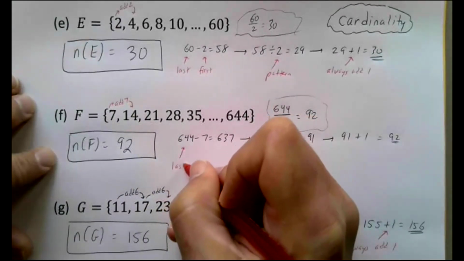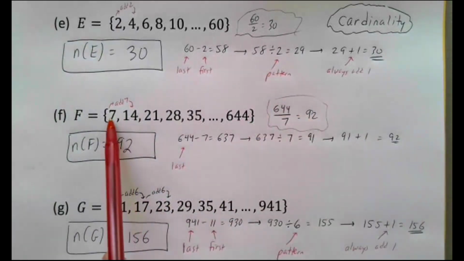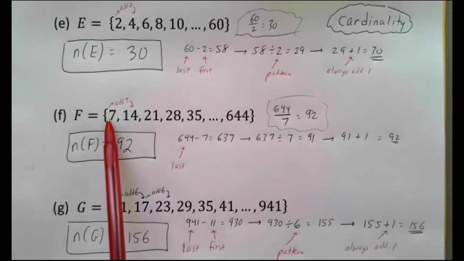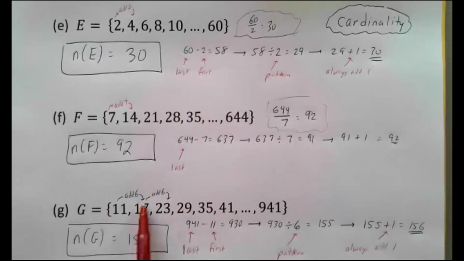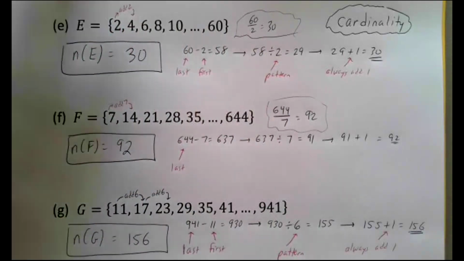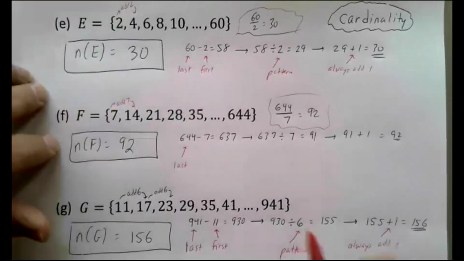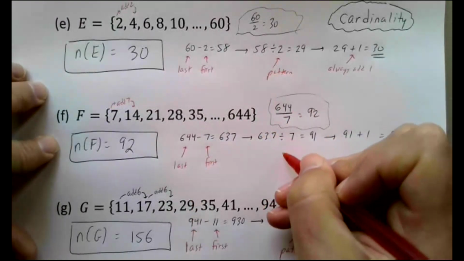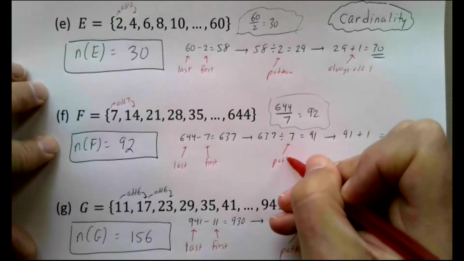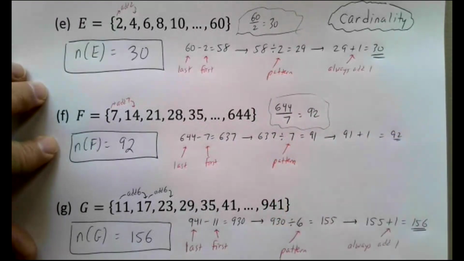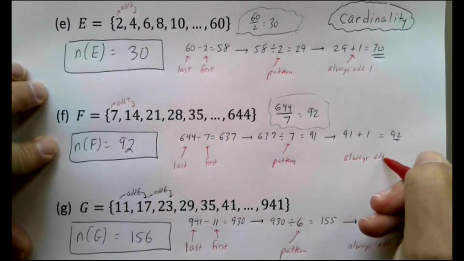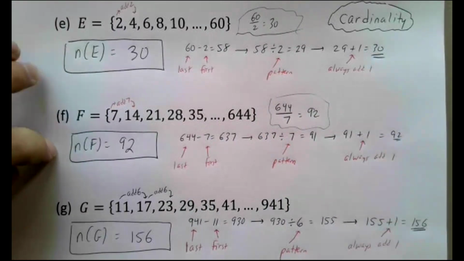Again, this is true whenever they're going up by a certain number every time, right? This is going up by 7 every time. This is going up by 6 every time. This is going up by 2 every time. Whenever they're going up by a certain number each time, you can always take the last minus the first. You can take that answer and divide by whatever they are going up by. But don't forget to always add 1 at the very end.